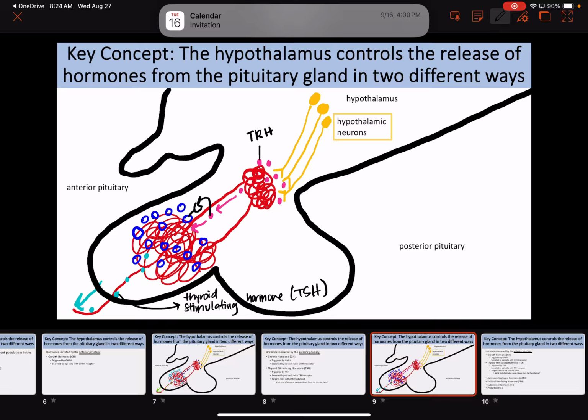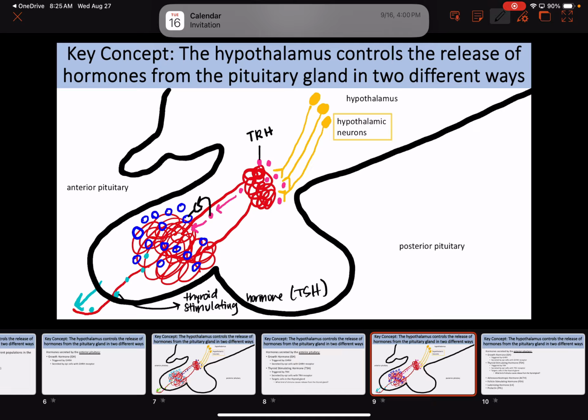Professor, so at least in this situation, would TRH be considered the neurohormone? Mm-hmm. How about the thyroid stimulating hormone? That's just a hormone, because the anterior pituitary is a true endocrine gland. It's made from that simple cuboidal epithelium, and it works just like any other endocrine gland. So those would be the hormone.